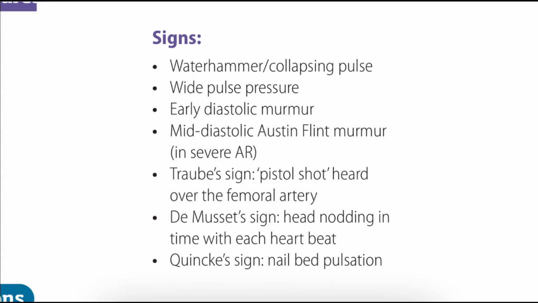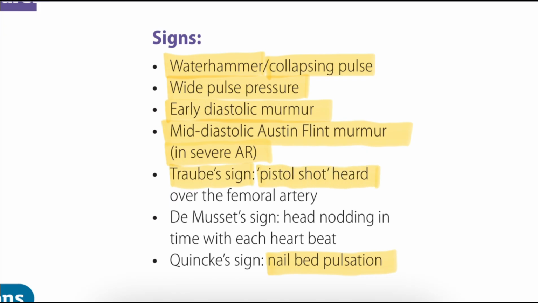And you can see some peripheral signs like water hammer pulse, that is water hammer or collapsing pulse. Okay, and Corrigan pulse, and Quincke sign. Quincke sign means you can feel nail bed pulsation in aortic regurgitation, and we can see wide pulse pressure, an early diastolic murmur and a mid-diastolic Austin Flint murmur in severe aortic regurgitation, and we can see another sign.